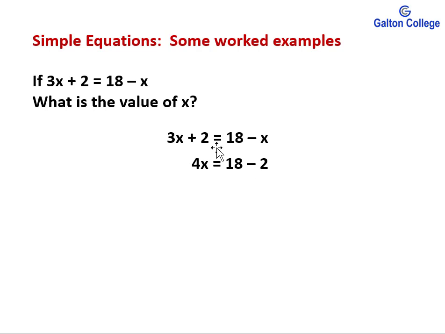So we have 18, add x to 3x is 4x, plus 2, take it to the other side, it becomes minus 2. So 18 minus 2. We've done a couple of steps there all in one, because the arithmetic is so straightforward. And that means we've got 4x equals 16. If you divide the left hand side by 4, you'll get x on its own. Divide the right hand side by 4, and you'll get the answer, which is 4. So that's quite straightforward as well, I think.